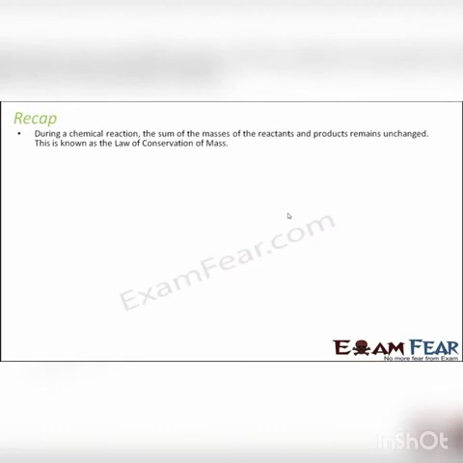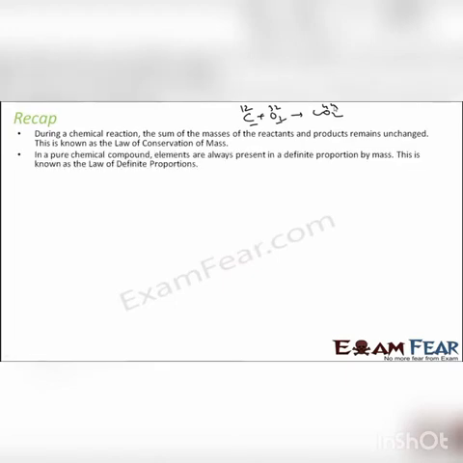Let's do a recap of what we have done, and after that we'll do some numericals. We have seen that during a chemical reaction, the sum of the mass of reactant and the product remains same. We have seen that carbon plus oxygen is equal to carbon dioxide. Let's suppose 12 gram of carbon and 32 gram of oxygen was used, so we got 44 gram of carbon dioxide. All the reaction happened. So mass of reactant and mass of product is always same. This is law of conservation of mass.